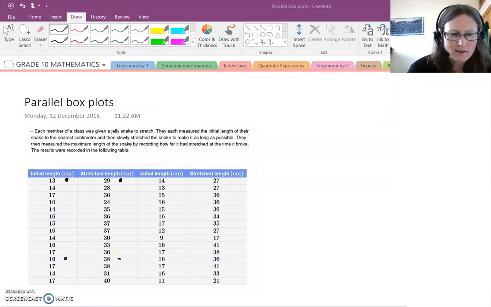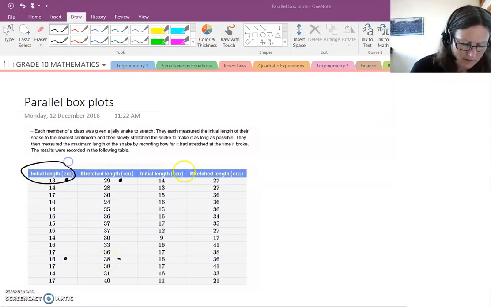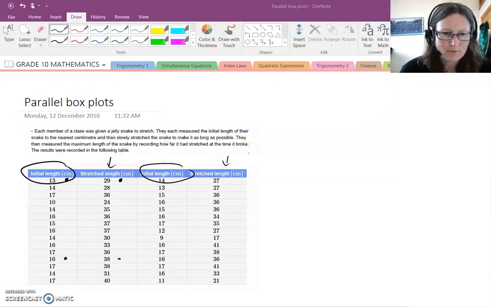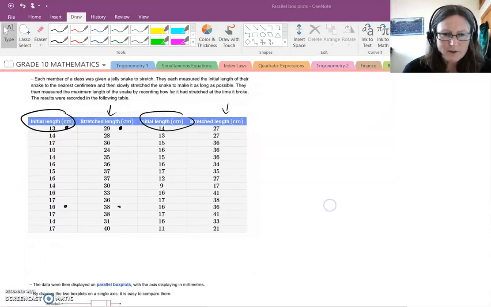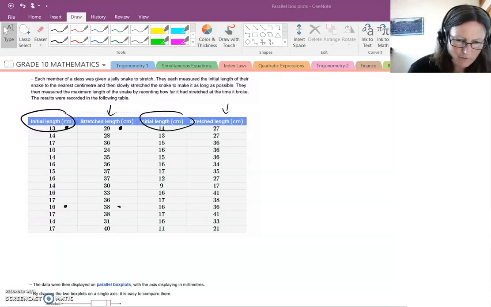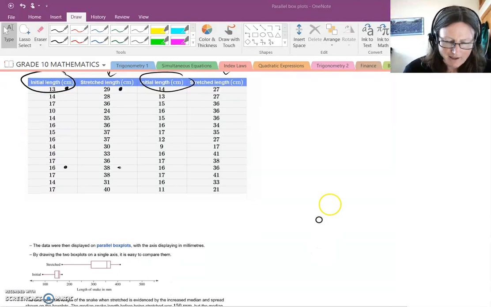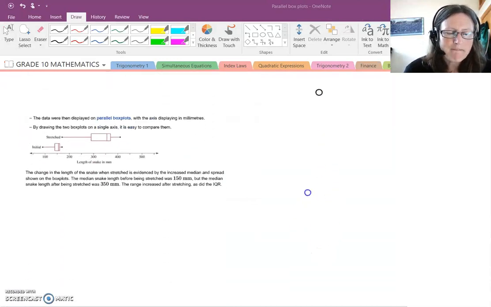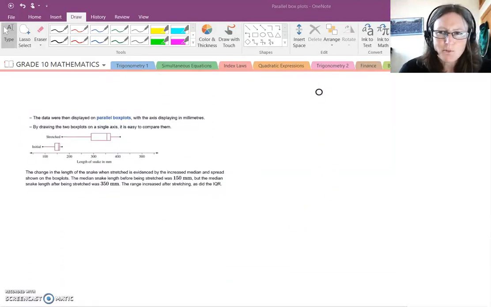So you can see there the initial length of everyone's snakes, and then here the length of their snakes once they stretched it. So from that table, some work has been done, and 5-point summaries have been done for both the initial length and the stretched length. And then from those 5-point summaries, they have drawn parallel box plots. So parallel box plots are basically two box plots using the same set of axes so that we can make some comparisons. So let's look here.